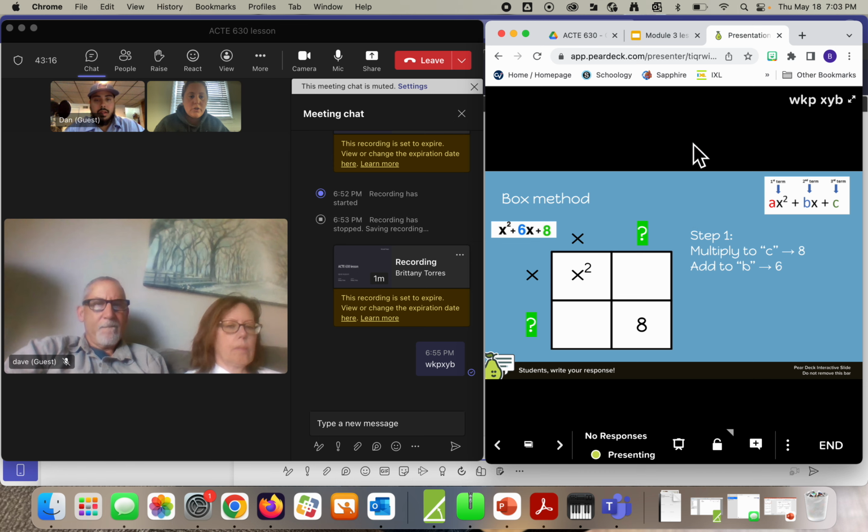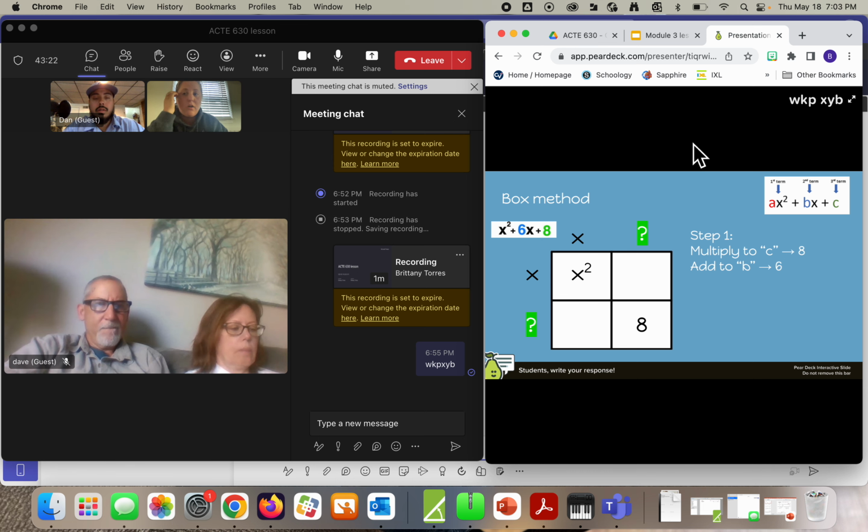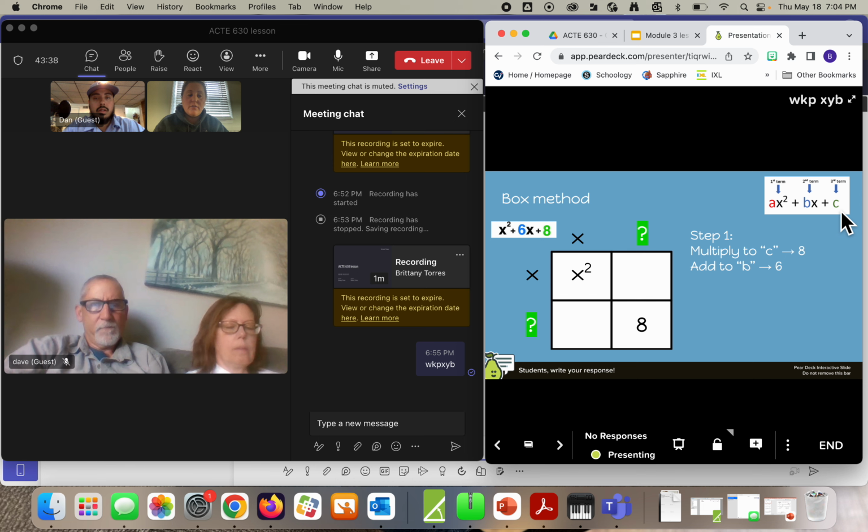All right, so when you factor, we want to use the box method. So we can assign letters to the coefficients of our variables. So the coefficient of our x squared term, that's what we call A. The coefficient of our x term, that's what we call B. And then the constant that doesn't have any variable on it, that's what we call C.